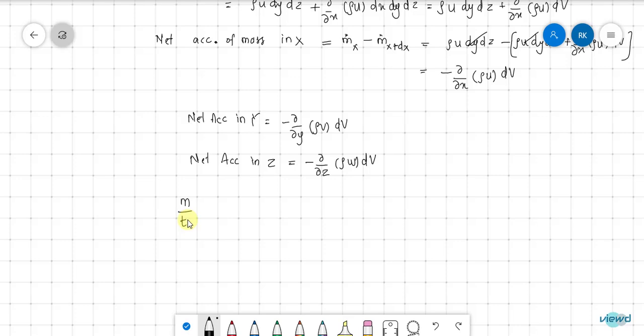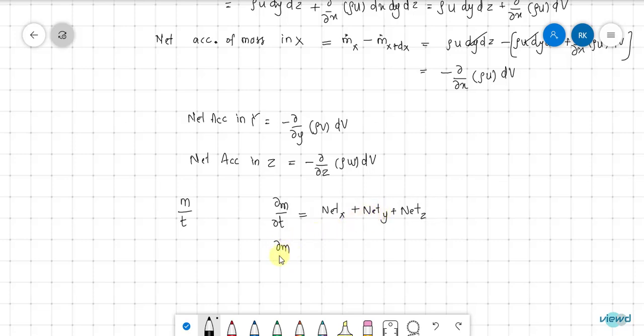So we can write this in this way: ∂m/∂t is net accumulation, which is equal to net accumulation in x plus net accumulation in y plus net accumulation in z. So finally, if we measure that accumulation rate, that will be ∂m/∂t, and the equations that we have got with these differential elements will be on the right hand side.